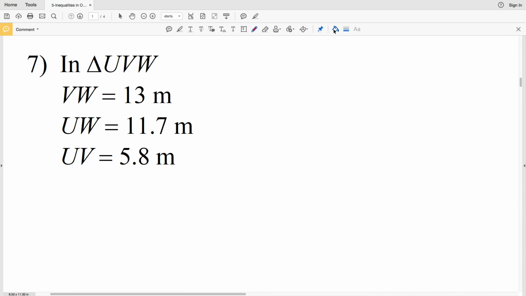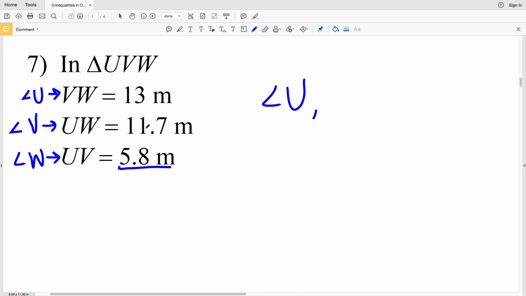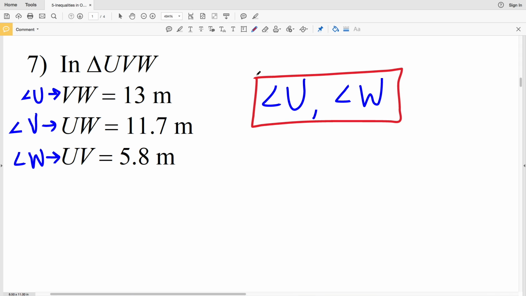In number 7, we have triangle UVW. Angle U will be opposite the side VW, angle V will be opposite the side UW, and angle W will be opposite the side UV. The largest side is 13 meters, therefore angle U is the largest angle. And the smallest side is 5.8, since 5.8 is less than 11.7, which is less than 13, the largest. That side is side UV, therefore angle W is the smallest angle. So angle U, angle W is our solution in number 7.